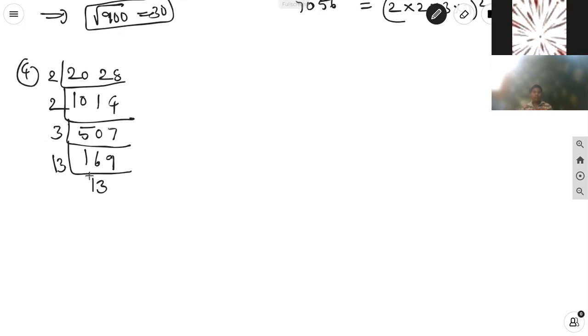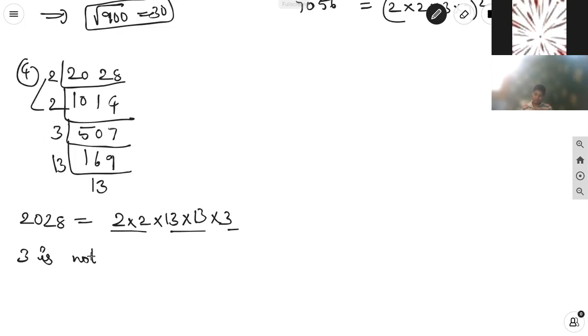So here 169 means we know that 13 square is 169. Here 13 is a prime number. Again we check 5, 7 and 11, then 13. But I know 169 is 13 square. So here 2 is in pair, 13 is in pair, but 3 is not in pair. So 2028 can be written as 2 into 2 into 13 into 13 into 3. Here 2 is in pair, 13 is in pair, but 3 is not in pair.